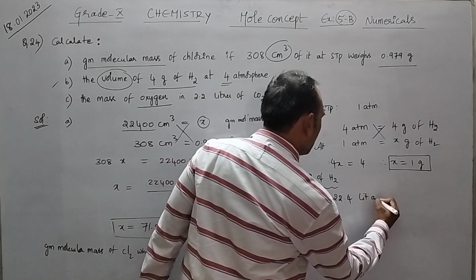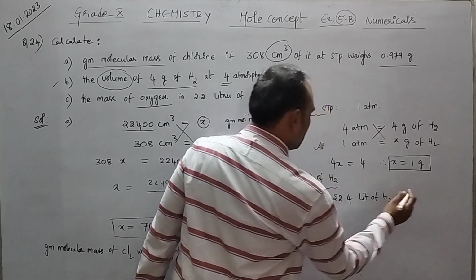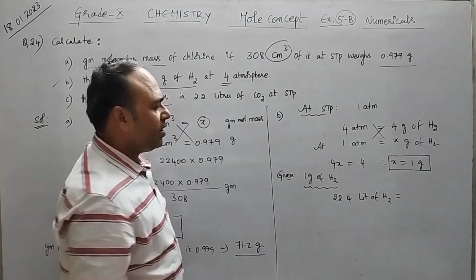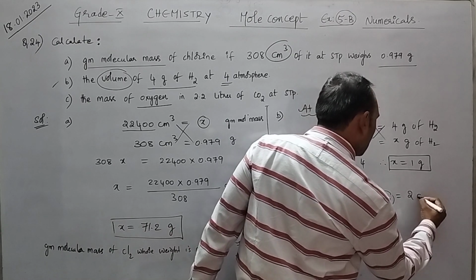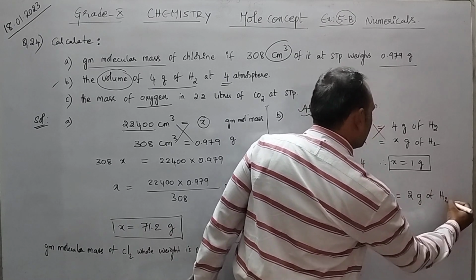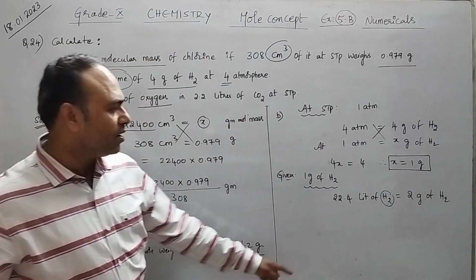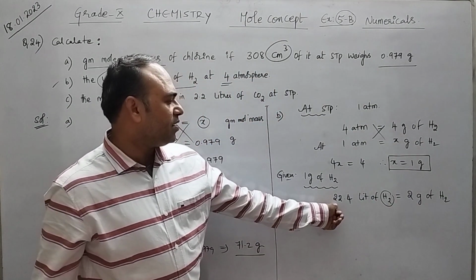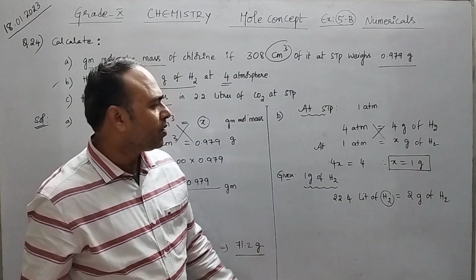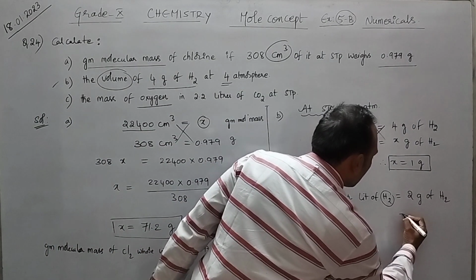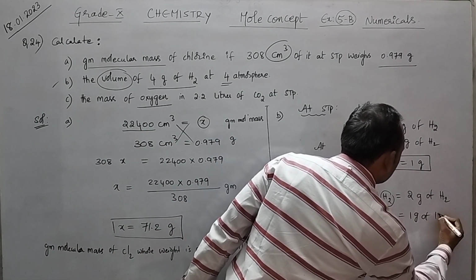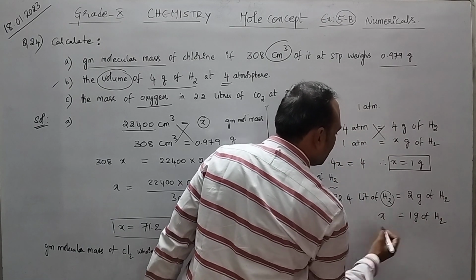22.4 liters of H2. So this will be our volume, and what will be the mass? You know, atomic mass of H is 1. Therefore, it is nothing but 2 grams of H2. The mass here is 2 grams and the volume here is 22.4 liters. Now what is the given mass? 1 gram. So therefore for 1 gram of hydrogen what will be the volume?